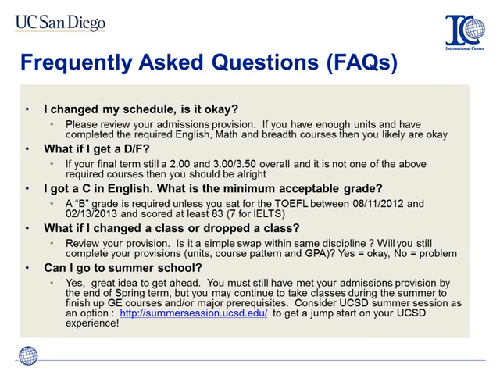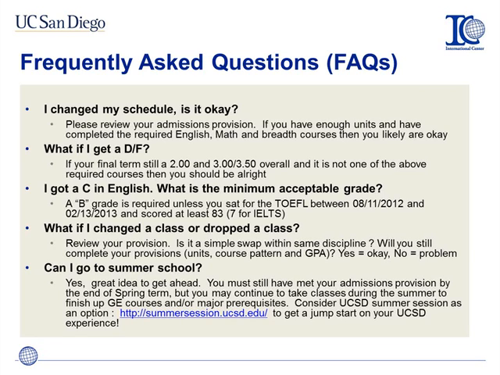Another common question is, what if I get a D or an F in your final term? If your final term is still a 2.0 GPA and your overall GPA is a minimum of a 3.0 or 3.5 for TAG applicants, and it is not one of the above required courses, which would be English, math, or the breadth courses, then you should be all right.